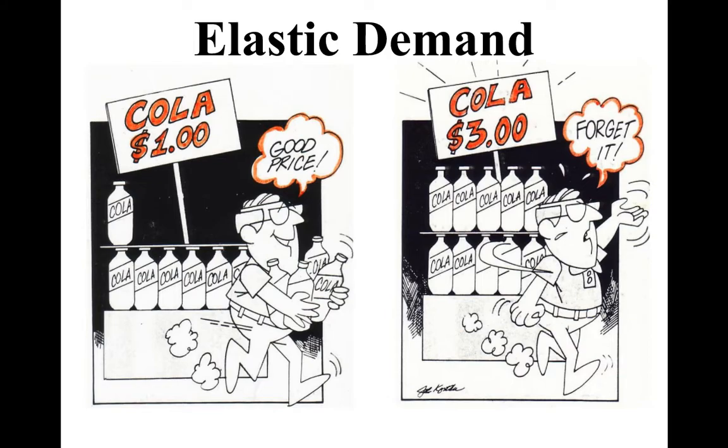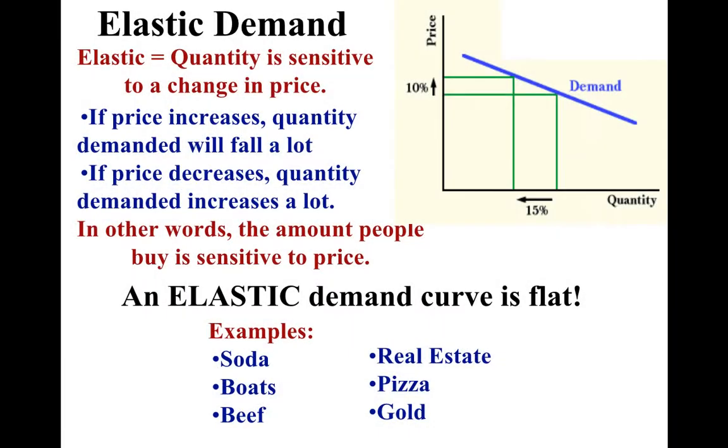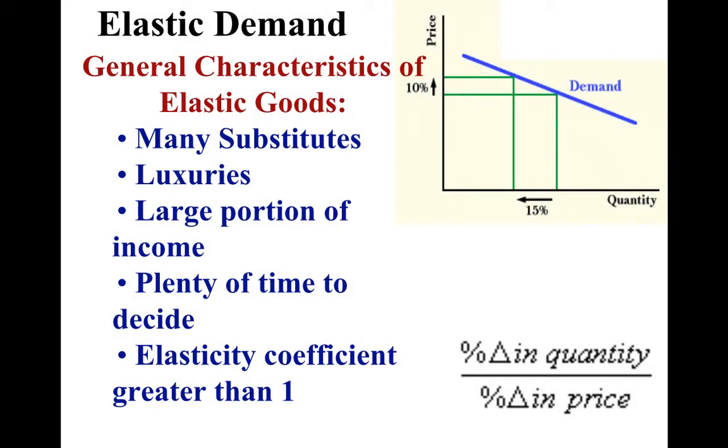So elastic demand, you go to the store, cola is $1, you're very excited. You go to the store, it's $3, nope, I'll buy something else. All right, so soda, boats, real estate, it looks much more flat. It is sensitive to a change in price with elastic. So many substitutes, right? So cola, you can go get Gatorade, you could go get juice, you could drink water, there's lots of substitutes. Or it's a luxury like a boat or a house, you don't need it right away.